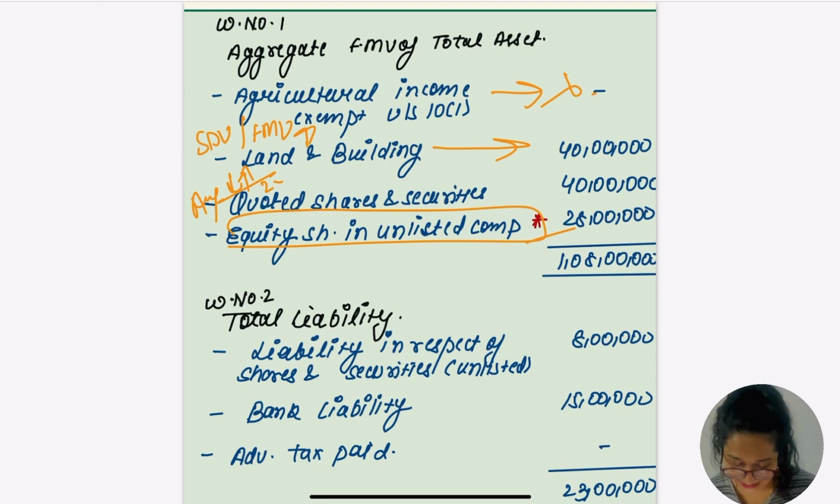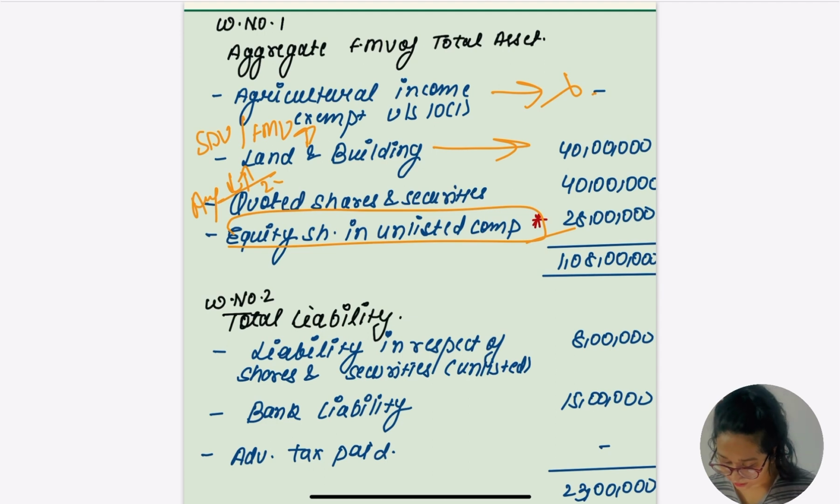So we have 28 lakh. Okay, land and building, right? The amount is what? Second, the fair market value. Please keep in mind. Okay, when it comes to question, we used to forget each and every point. Okay, so please remember these things. So we have 40 of what? Land and building, quoted shares and securities 40, and 28 lakh was that equity shares in unlisted company 40%. 70 lakh of 40% is 28 lakh.